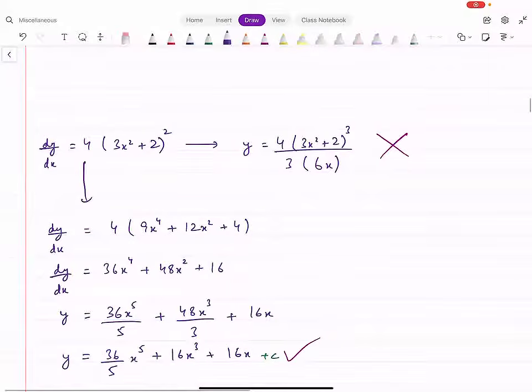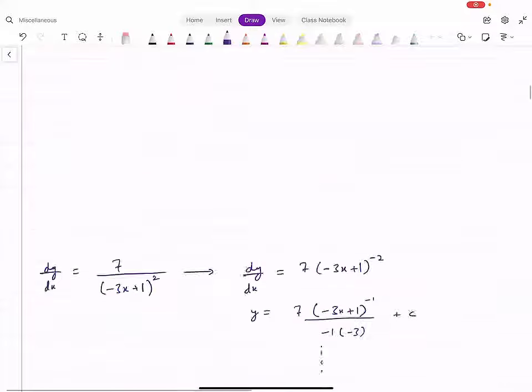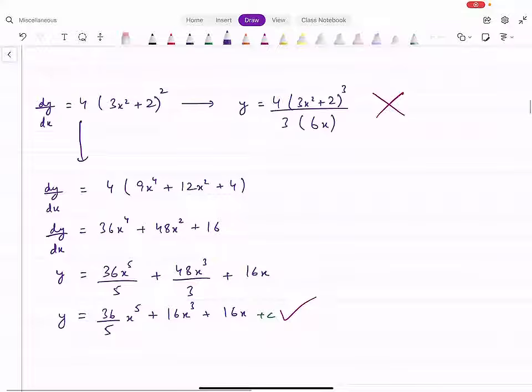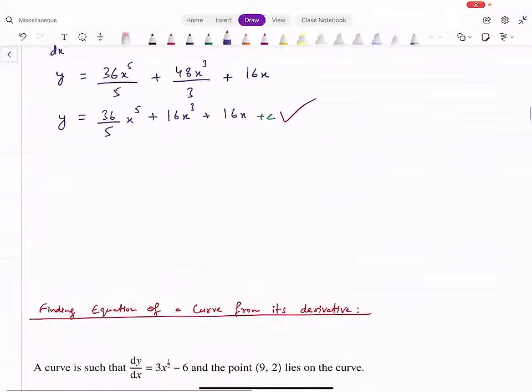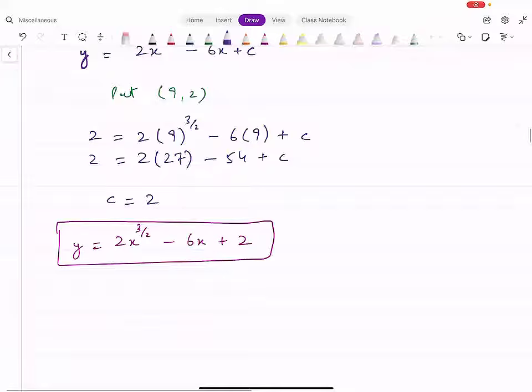You have to remember, जो ये power rule होता है, इसके अंदर जो expression होती है, it has to be linear. If it's not linear, you can't use this rule. अगर वो linear नहीं है, आपको क्या करना पड़ता है, उसको expand करना पड़ता है, फिर आप integrate कर सकते हो उसको. You need to be able to find the equation of a curve from its derivative. Given है, उसे curve की equation कैसे find कर सकते हैं. Constant c की value find करनी होती है using the point that's given.